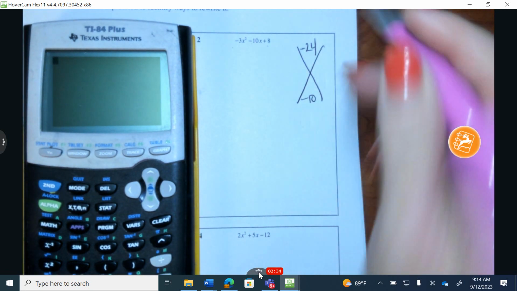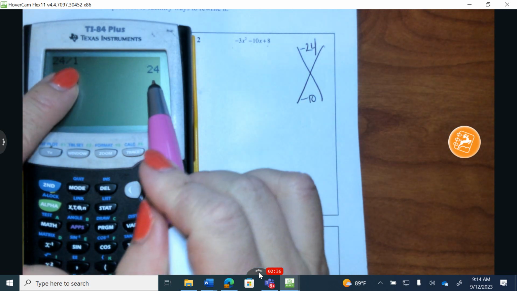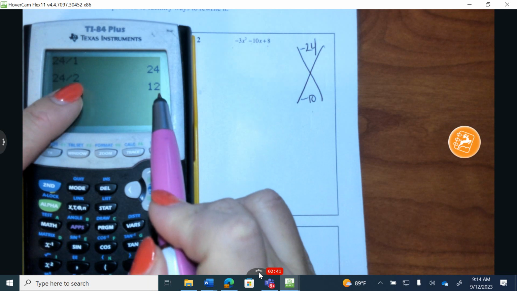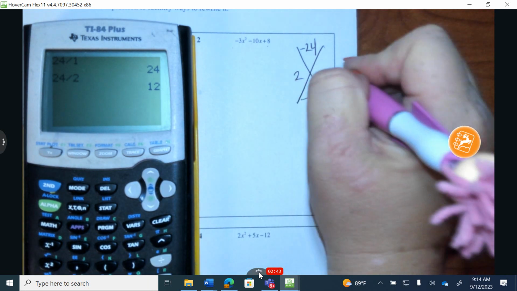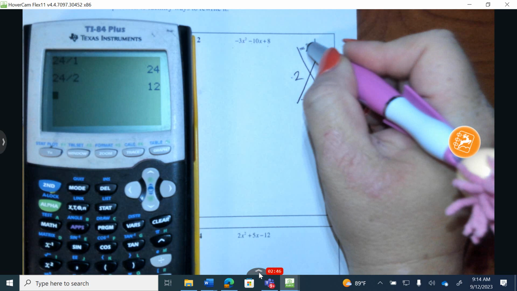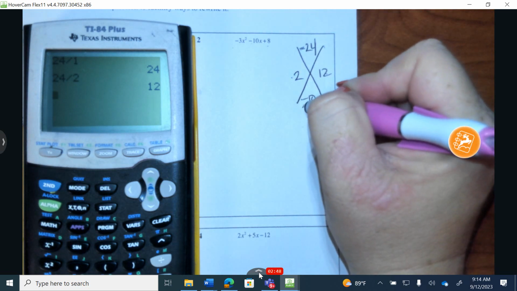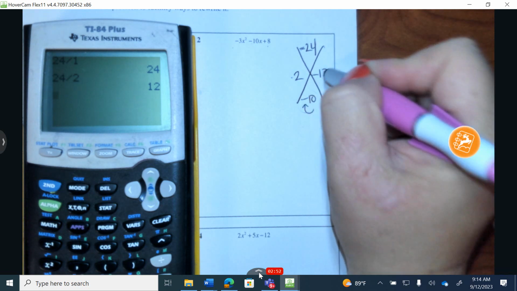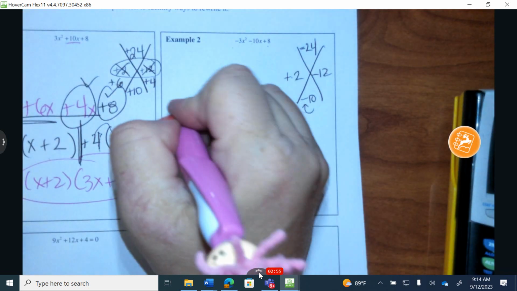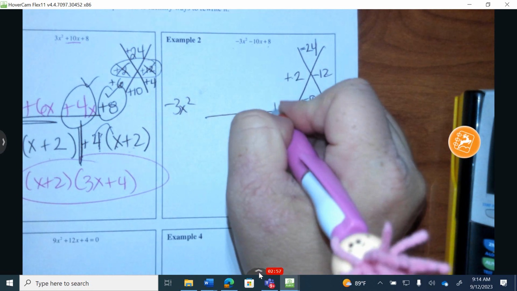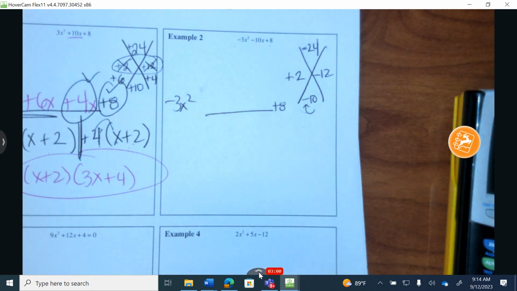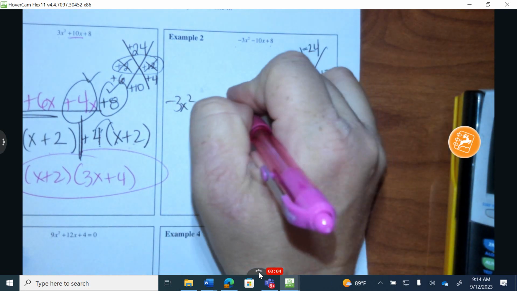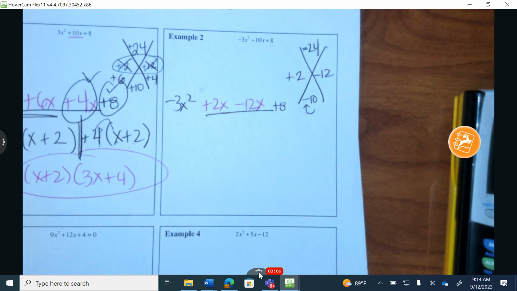Okay, so what multiplies to give us negative 24? So I divide 24 by 1. 1 and 24 do not combine to give you a negative 10. I divide it by 2. Ooh, 12 and 2 can give you a negative 10. They have to be different signs to achieve negative 24. And when they're different signs, the sign down here tells you the larger number has to be negative in this case. So I write down the problem, and in this open space, I'm going to put down positive 2x and negative 12x.